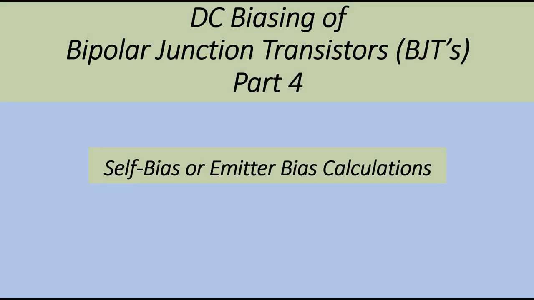DC biasing of bipolar junction transistors, part 4. Self-bias or emitter-bias calculations.